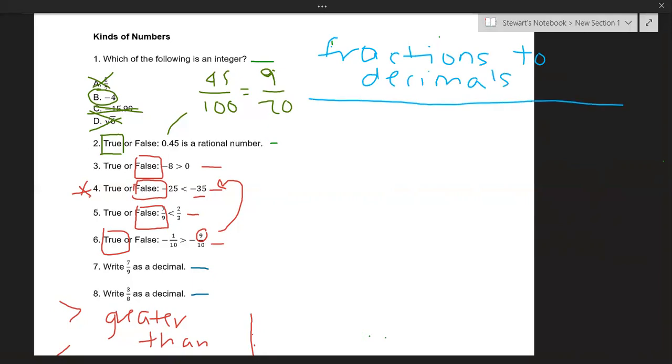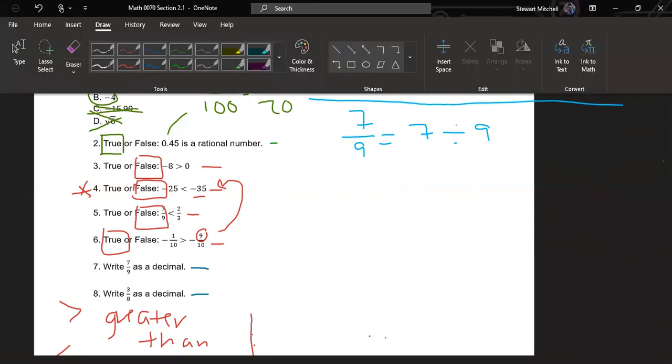So let's consider the first one, 7/9. This is the same thing as saying 7 divided by 9. So that's exactly what we're going to do. We're going to divide 7 by 9.